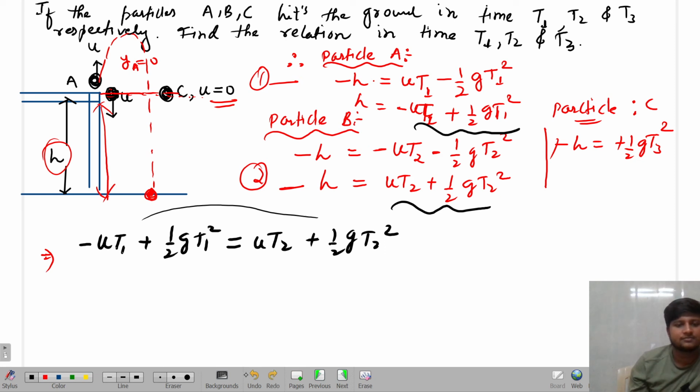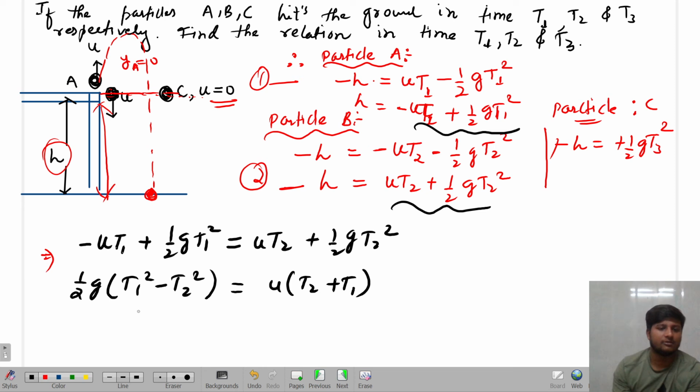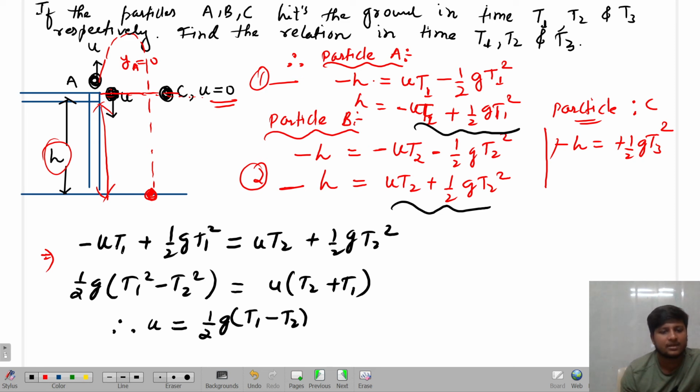I can bring this over here towards this side, and I'll bring this towards this side. So what I will get? Half g common, t1 square minus t2 square, and that is equal to how much? u times t2 plus t1. Now you know that here I have a square minus b square form. It will be what? a plus b, a minus b. So therefore, what I can write? I can write the equation for initial velocity, and that initial velocity is how much? It is equal to half g into t1 minus t2. Right or not? Yes or no, guys?